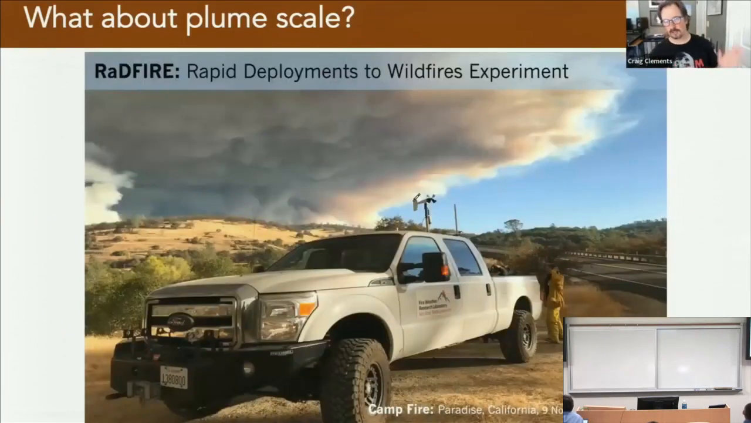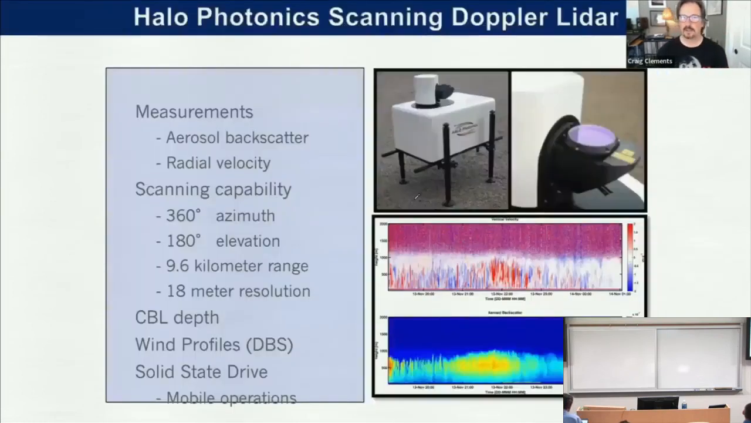The Rapid Deployments to Wildfires Experiment, we sampled 40 fires in California with a number of different platforms, mostly a Doppler LiDAR, basically a Doppler LiDAR mounted on a truck. Here's what a LiDAR looks like. It can do full sky scanning. It measures velocity along the beam, and it measures aerosol backscatter. So we can identify plume structures, boundary layer structures, vertical velocities. We can also do special wind profiling scanning routines that give us a vertical profile of horizontal winds and vertical velocities. And it's quite easy to just jump on, drive out to a wildfire and make some scans.